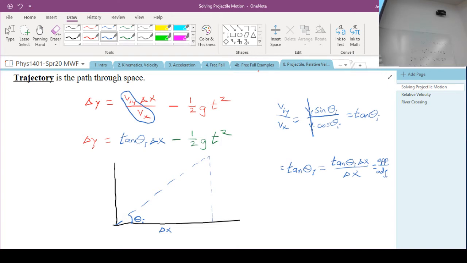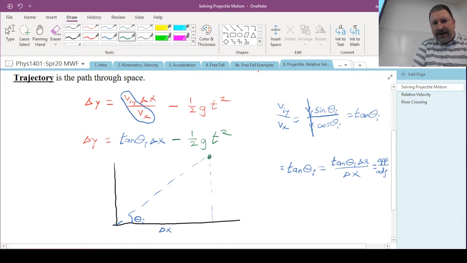Then what's the green term? Well, the green term is that minus 1/2 gt squared. We've seen that before. That is the height of an object that you drop from rest. So you could imagine taking an object and dropping it from here, and it's going to go downwards to here, and that is minus 1/2 gt squared.